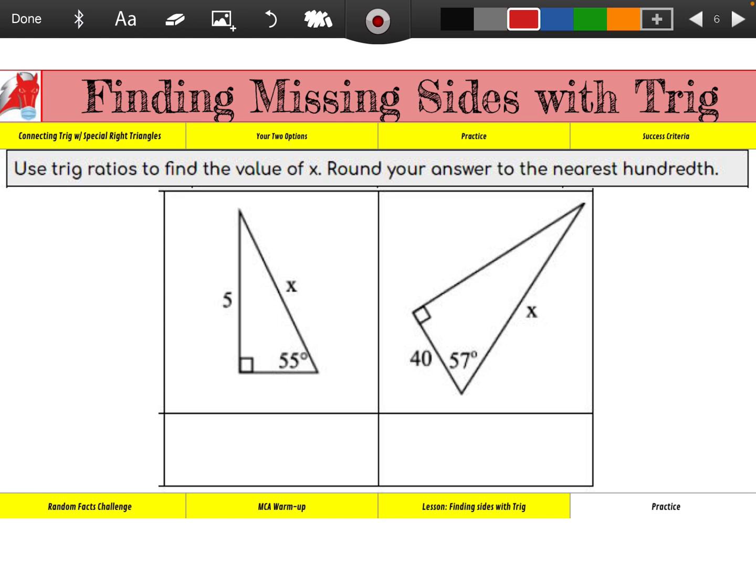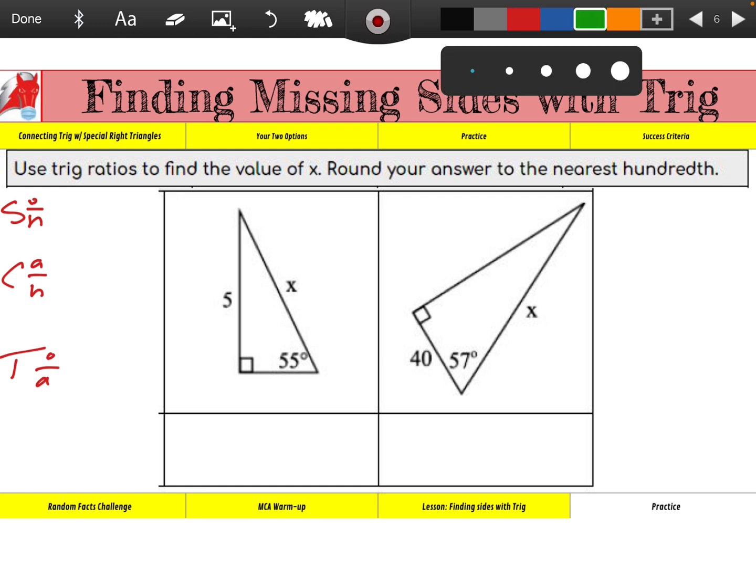Tell me, is it, I'll give you the reference here. So, TOA. See if you can do it with those 2. Off you go. 3, 2, 1. Pause the video. All right.